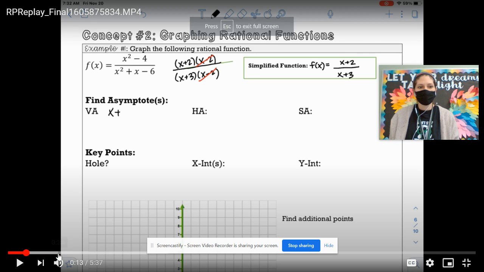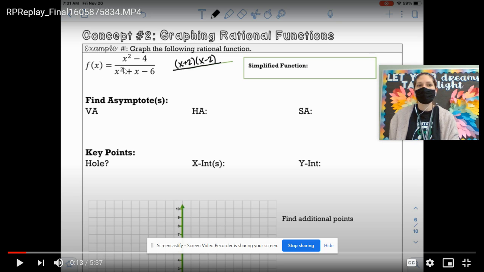All right, we're going to graph two rational functions today. So for the first one that we're going to graph, example number 1, the first thing that you want to do is look at the numerator and the denominator and see if you can factor both of those. So for this, my numerator, I have the difference of two perfect squares, so I can factor that. In the denominator, I have a quadratic, so I can factor that.